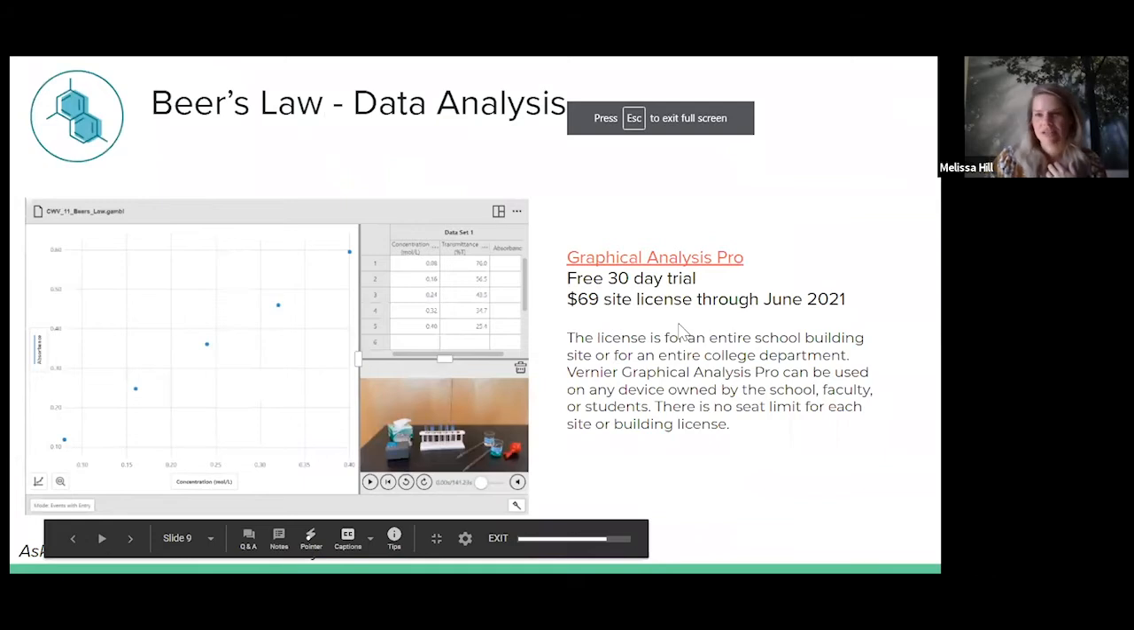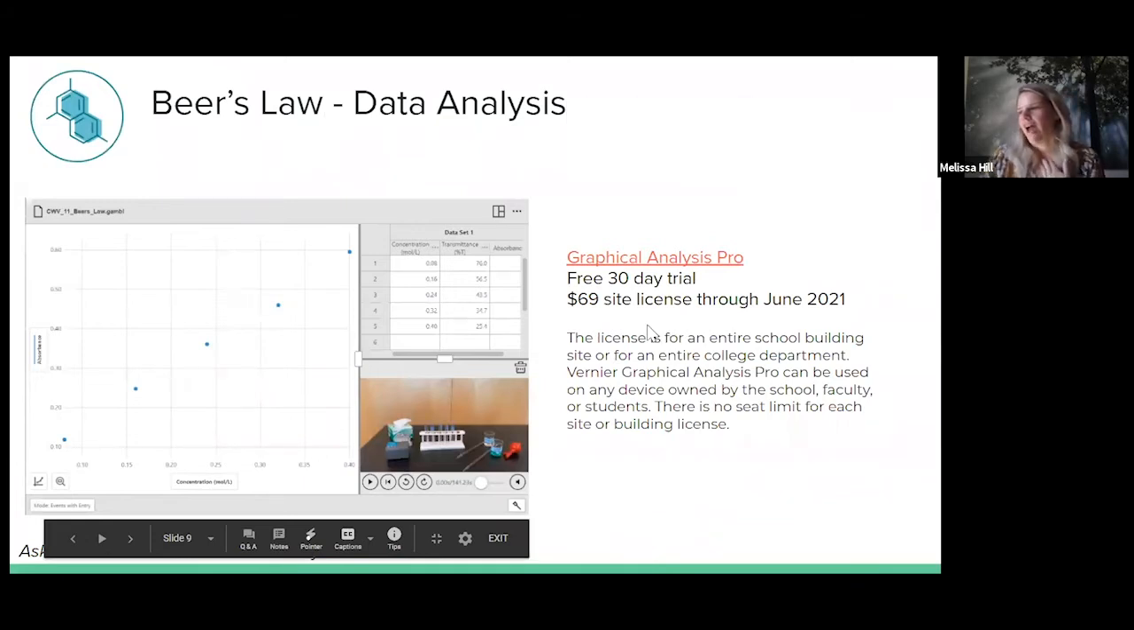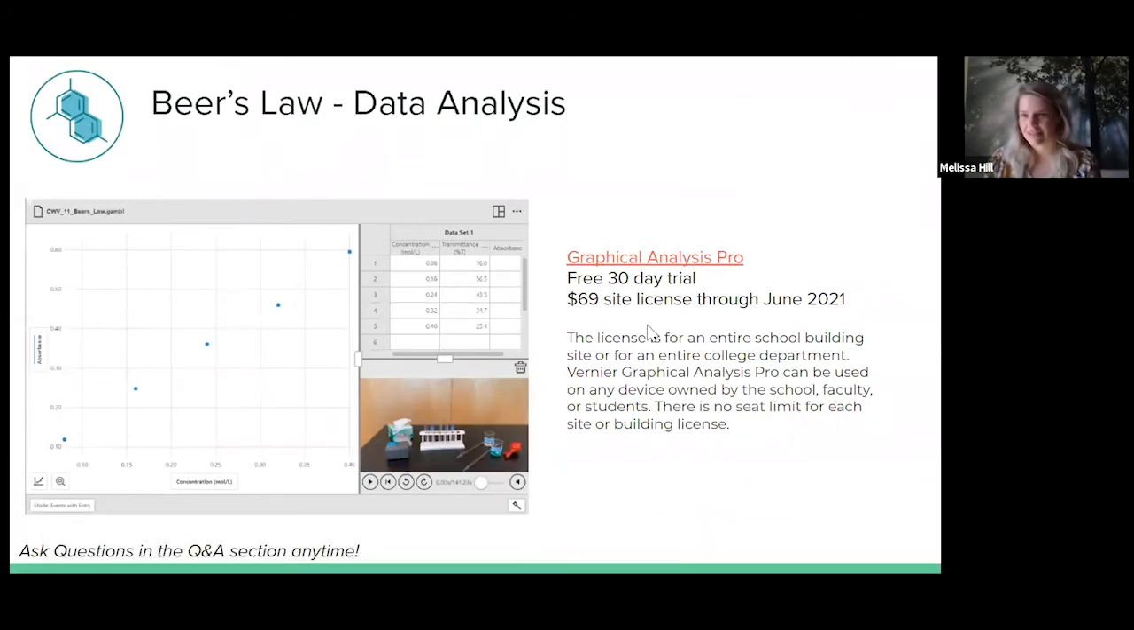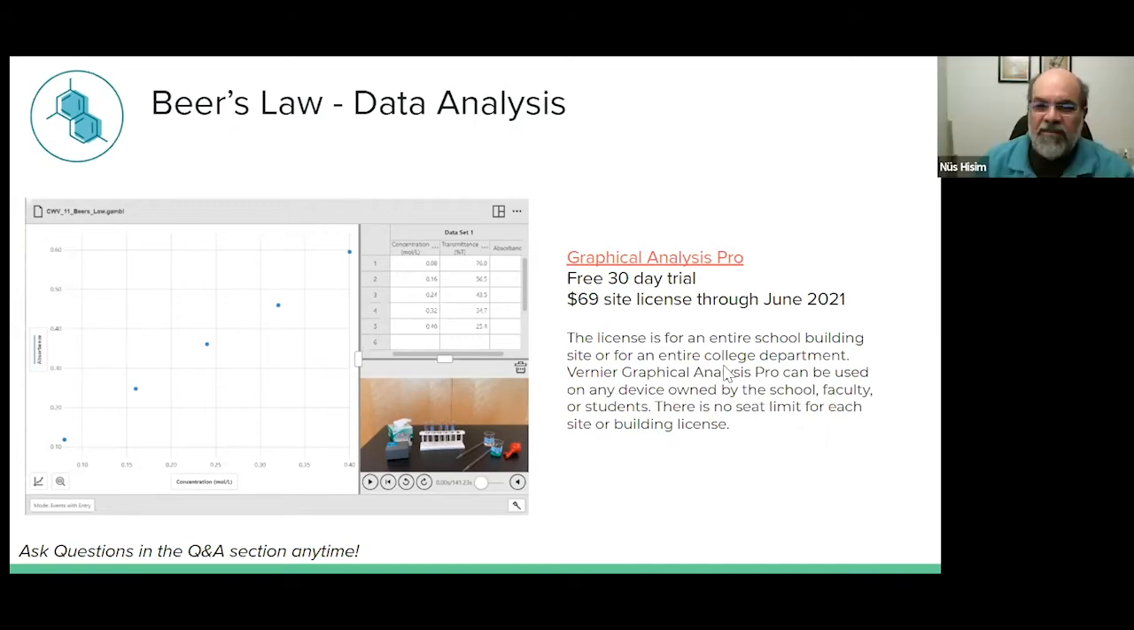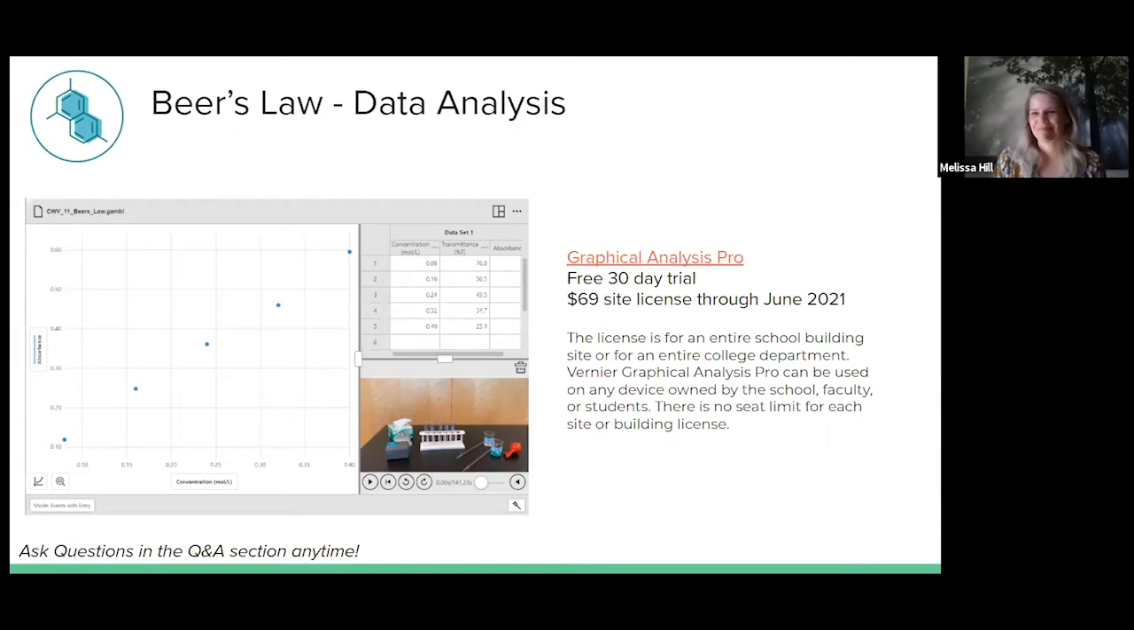So that's Graphical Analysis Pro. It does have a free 30-day trial, and it is a site license. That means you can put it on all your computers in your school building or your college department, including students' personal computers. It's a great way to teach virtually. And just to remind everyone, it also runs on everything else. That's right. It's Mac, Windows, iOS, Android, and Chromebooks.